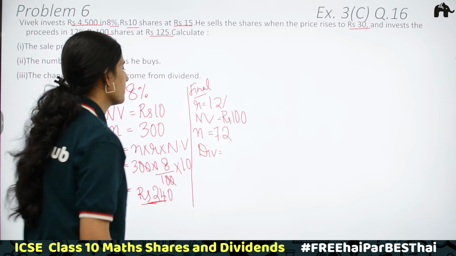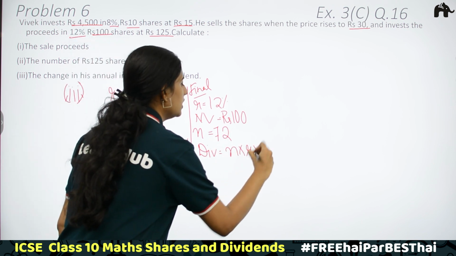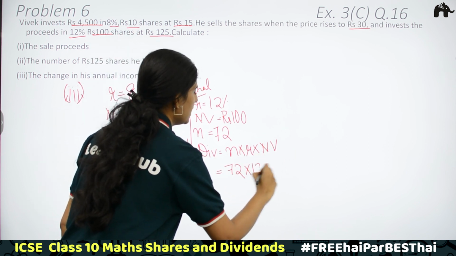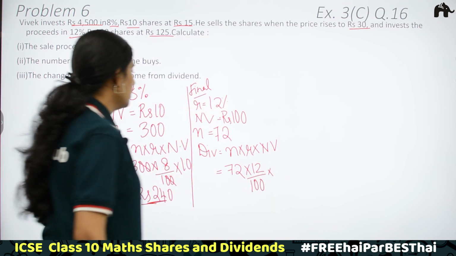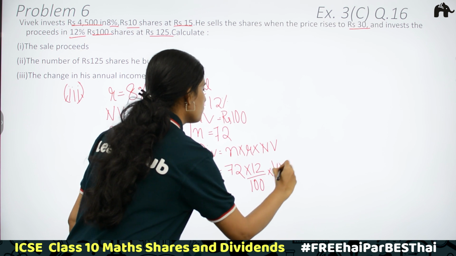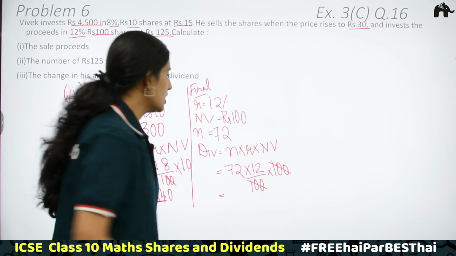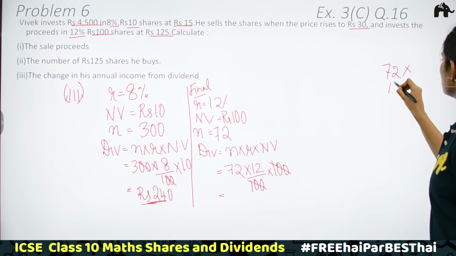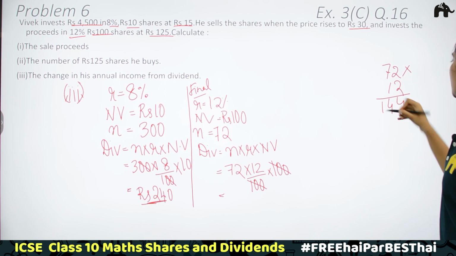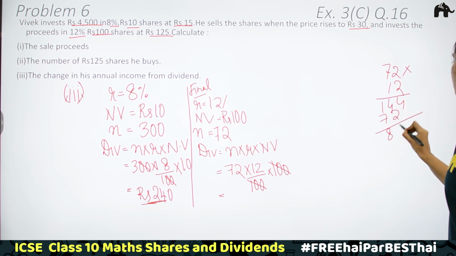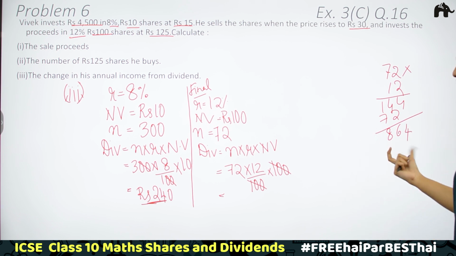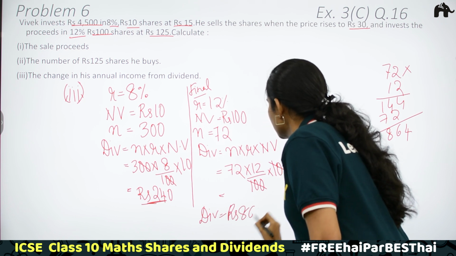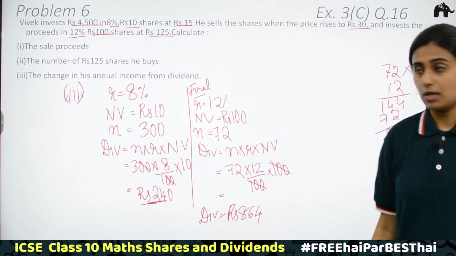Dividend is equal to number of shares into rate of dividend into nominal value of 1 share. That is 72 into 12 divided by 100, into nominal value, 100. You have to calculate this. 72 into 12, that is 864. 864 is the dividend here. Dividend is equal to rupees 864. So this is the annual income.